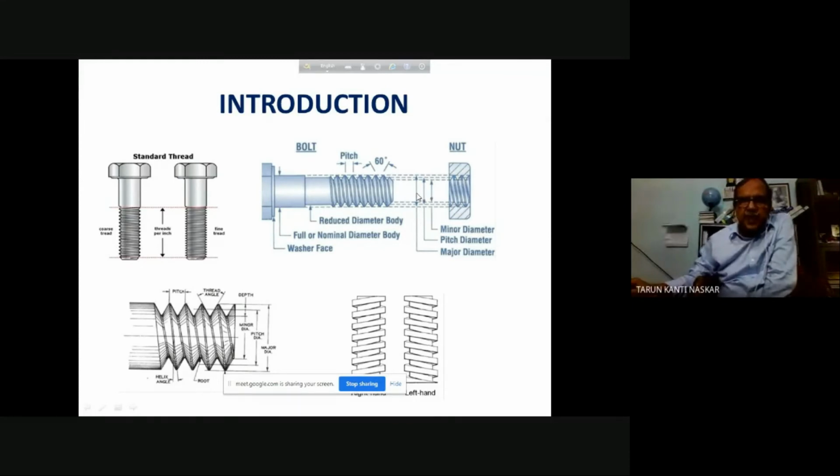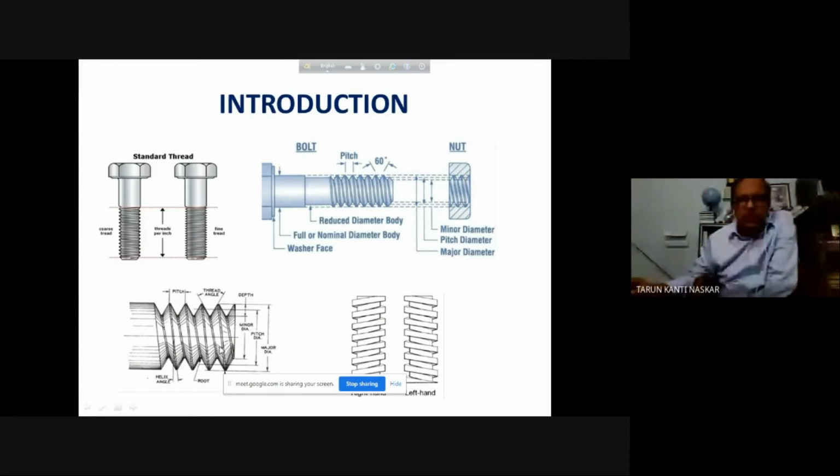And on this side, this is the unthreaded part. There are two steps of the unthreaded part: a reduced diameter of the body and a higher diameter of the body, and it may be of two diameters like this, or you may make it one uniform diameter. And then there is the washer.